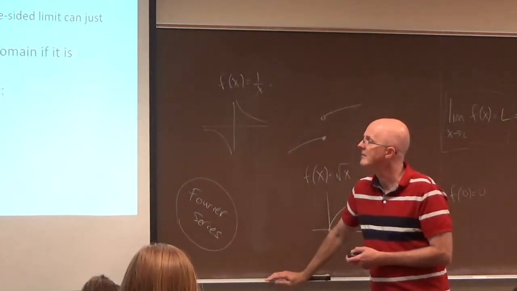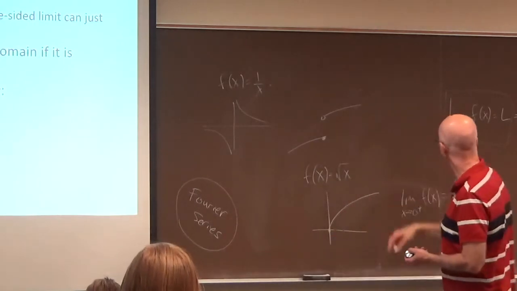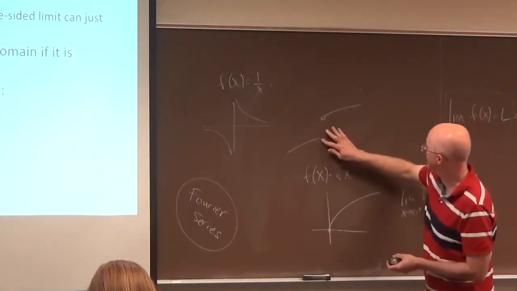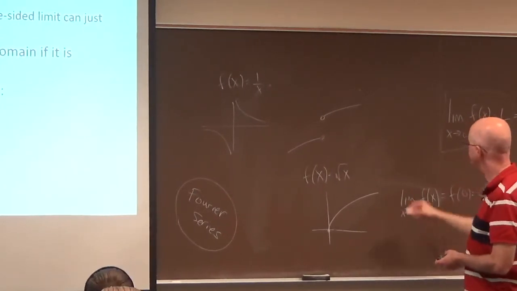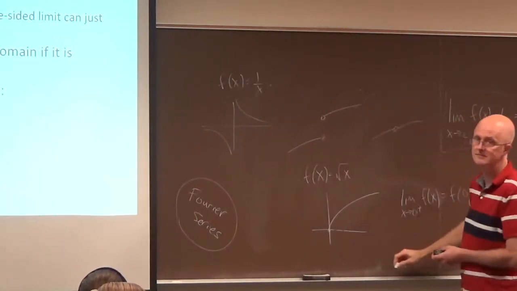But the graph could just have a jump discontinuity as well, and maybe not be defined at either point. Or it could just have a plain old hole in the graph like that.